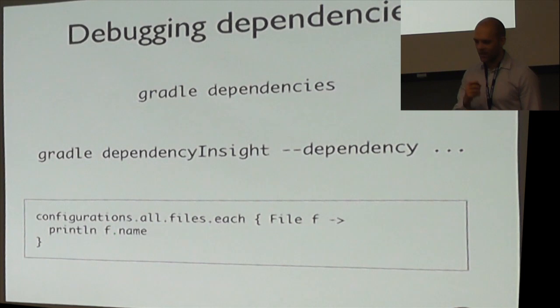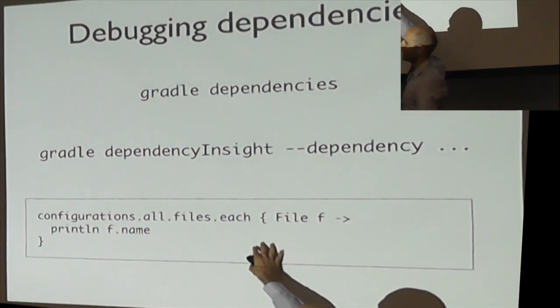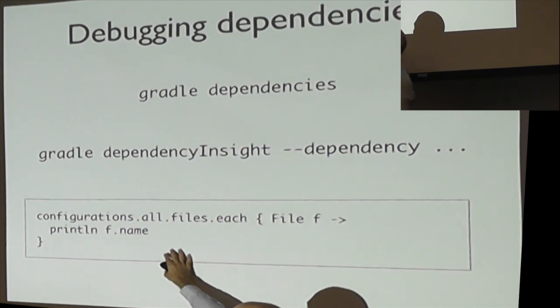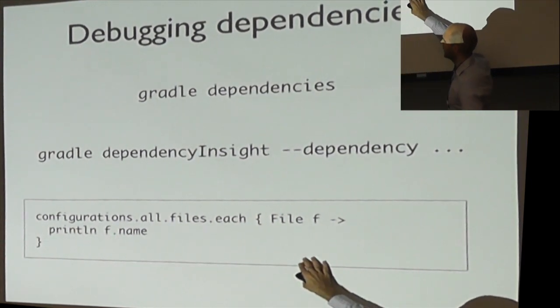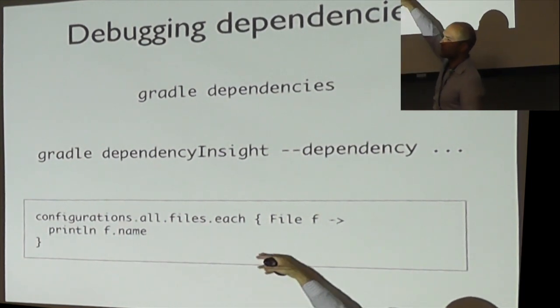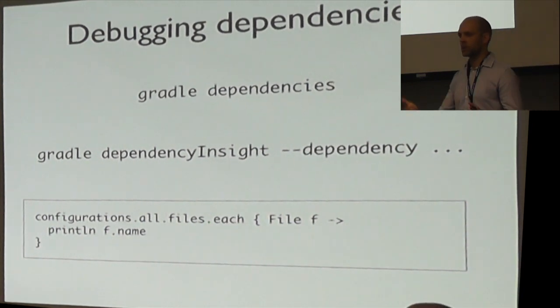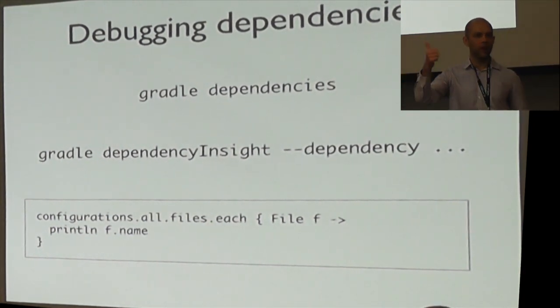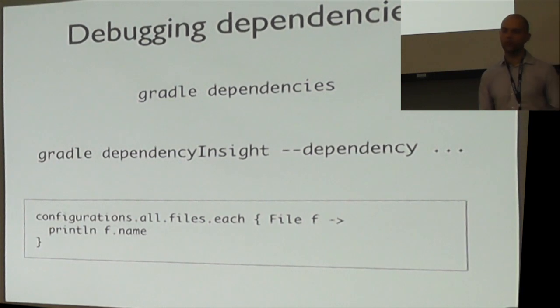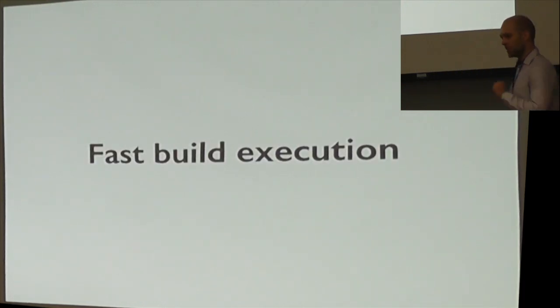So that's debugging dependencies. This is a way to actually see what jar files are going to be on your classpath. This is all configurations. You can say configurations.compile.files and actually see what the jars are. That will give you the option of seeing whether you're getting double Groovy, or Groovy all and Groovy modules. Very important for diagnostics. So that's the repeatability side of things.